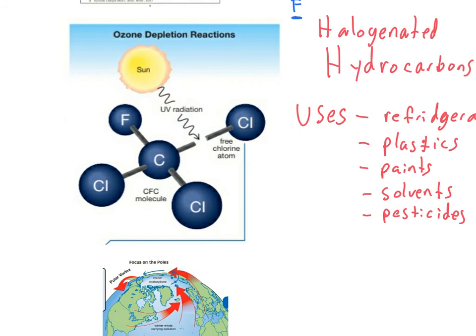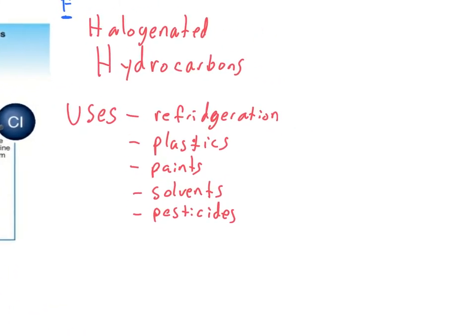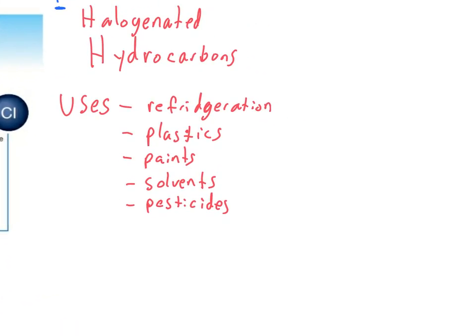And so we'll just end off this video with a very brief list. There are way more things that halogenated hydrocarbons do, and CFCs again are just one type of halogenated hydrocarbon. But some of the uses that we still see in society for halogenated hydrocarbons: refrigeration and plastics. We see them being used in paints and in solvents, and also in pesticides, such as DDT, which we'll talk about in a future video.